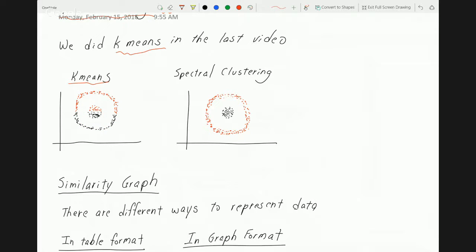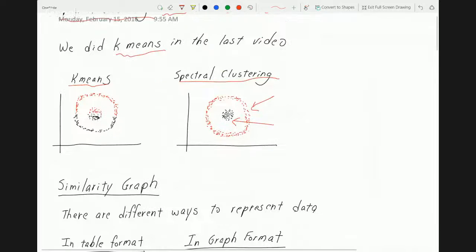However, that's not what we want always. Sometimes the relationship is not always proximity, but maybe some kind of geometrical relationship. So spectral clustering has the ability to find that out. Notice how it's separated the two clusters over here. And this is a really good approach.